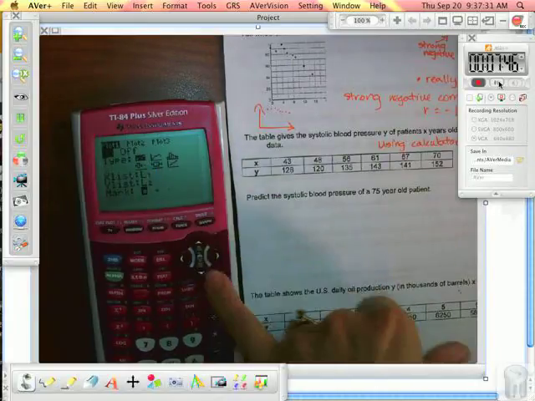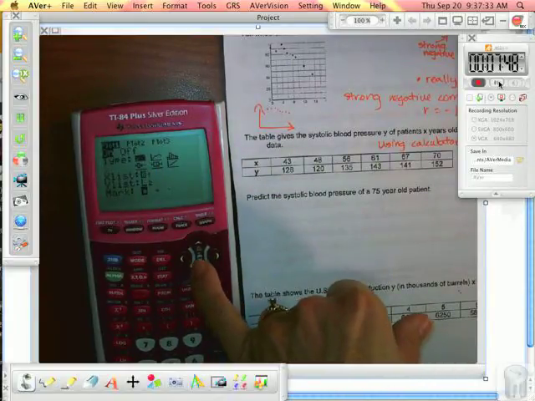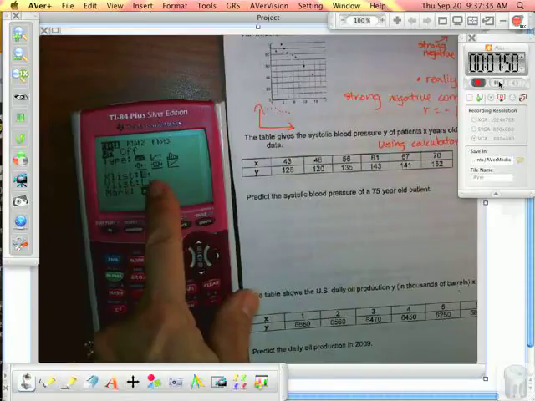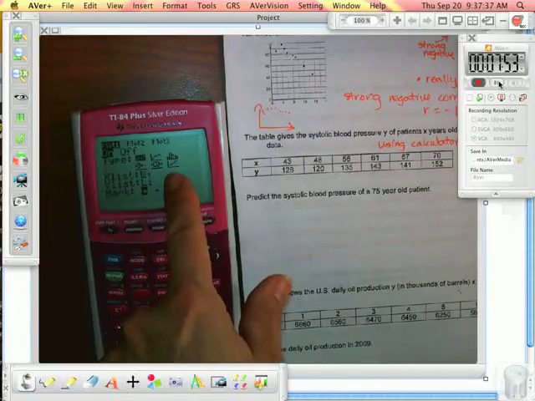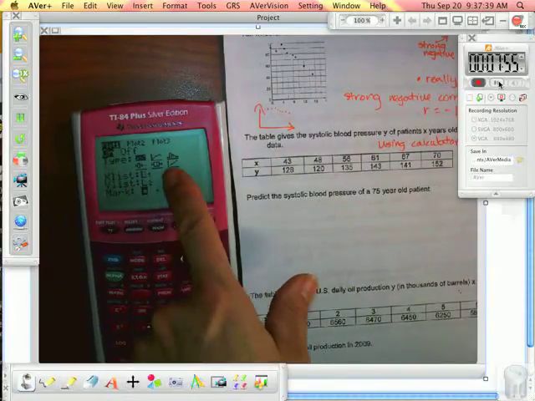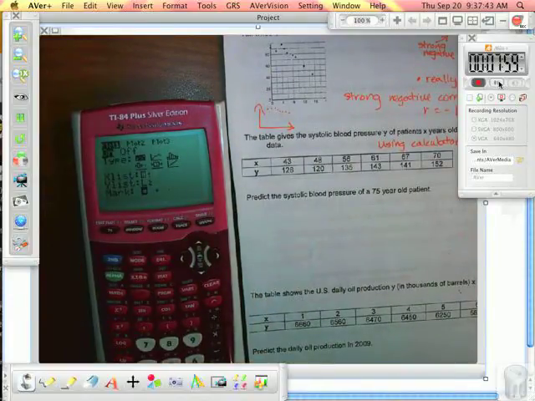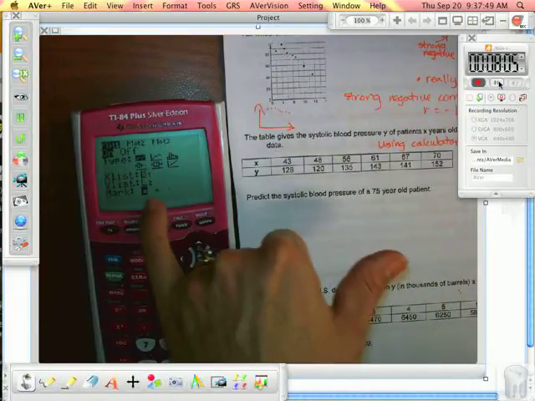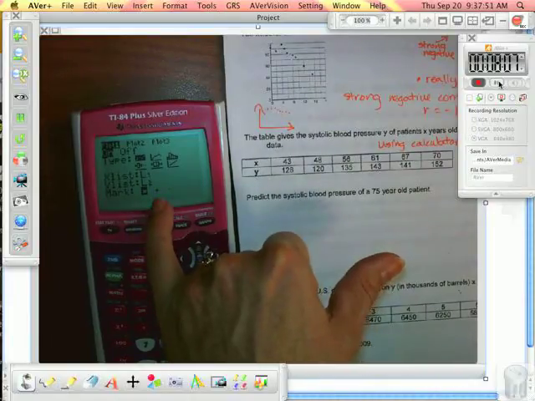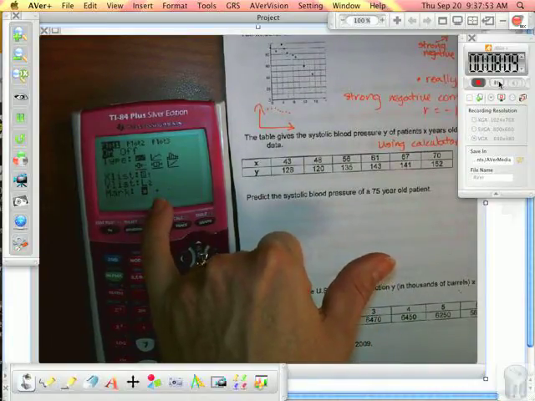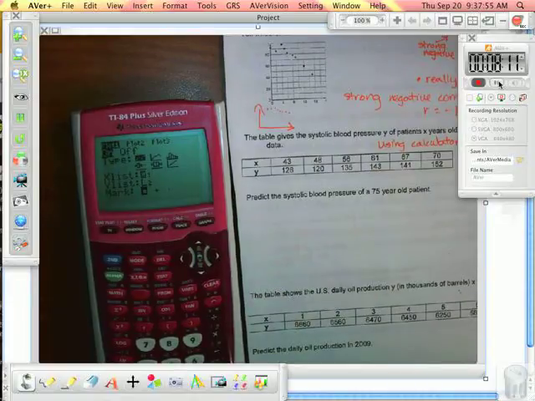And then we're going to arrow down. And yes, these are my lists. This is why I said you need to know the list number. Mine are L1 and L2. Perfect. If they aren't, you can change them. Are you all on L1 and L2? Is that where you put your data? Okay. And then you can choose how you want your little dots to look on your screen. Doesn't matter. I don't care. Okay?